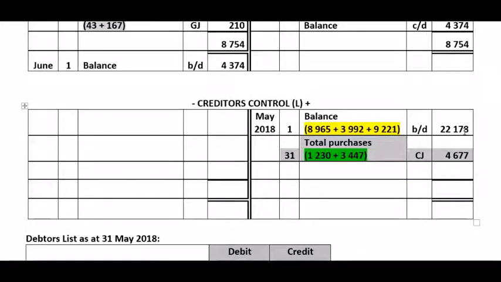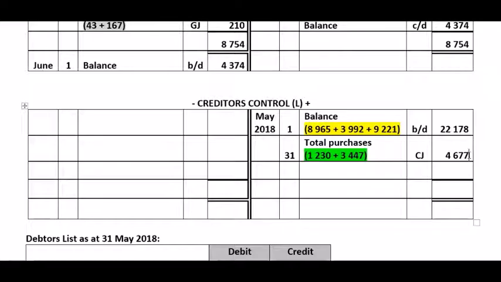Then I looked for all of the CJ values, in other words, all of the invoices in the creditors ledger. Okay, so to determine my total purchases value, there were two CJ entries. The first one was on the 12th in Abram's dealer's account, and then this 3,447 was on the 9th in Colette Supplies account, giving us a total CJ value of 4,677.